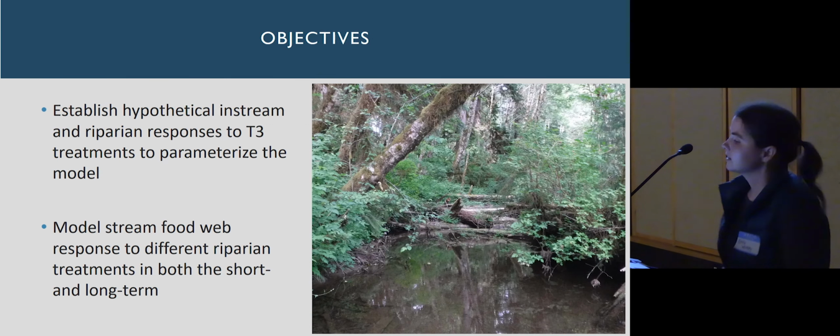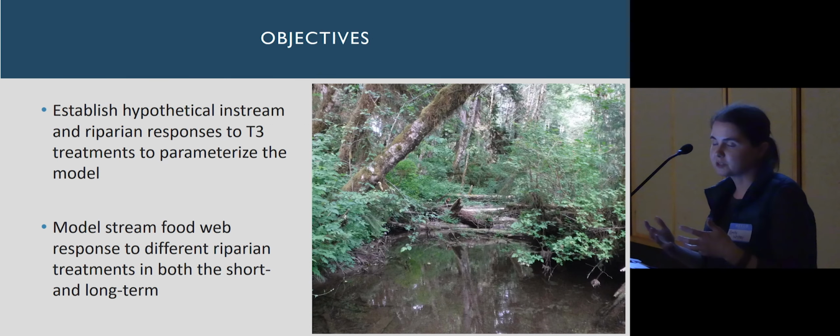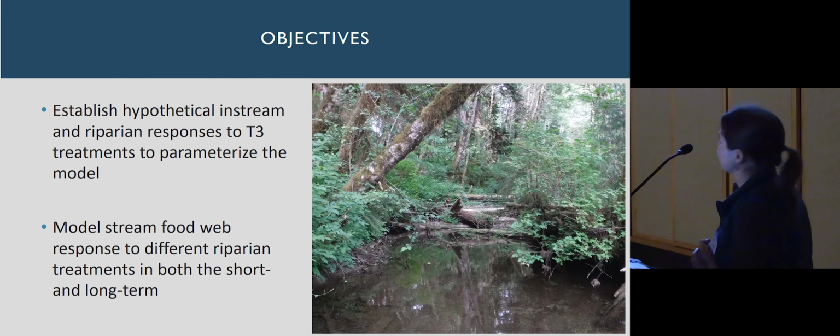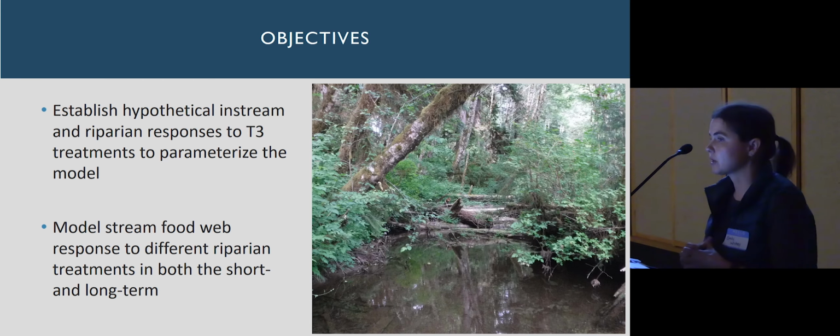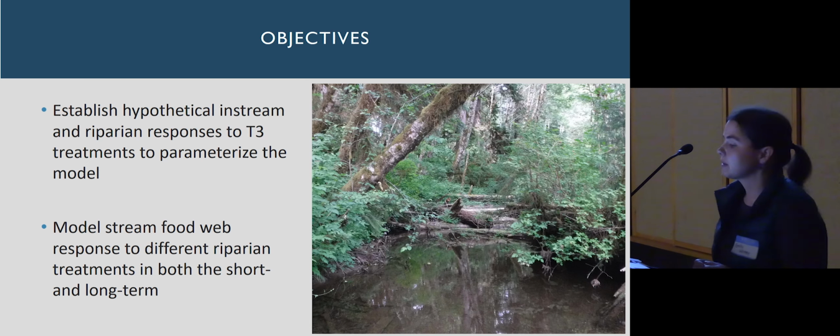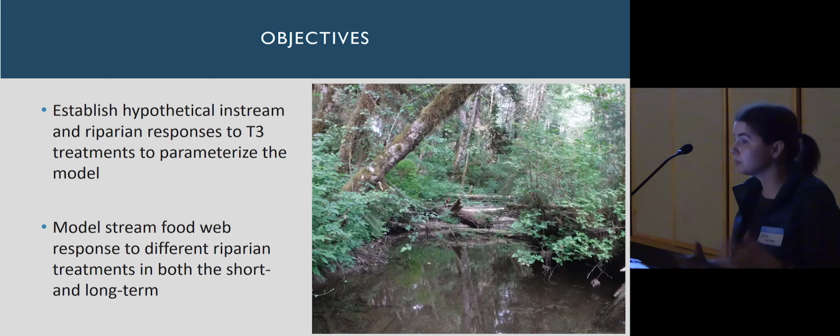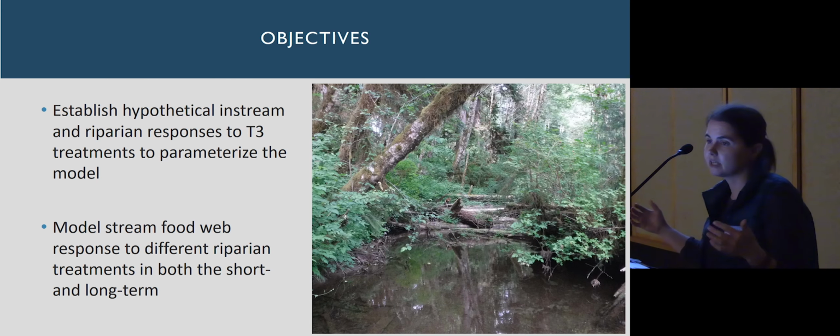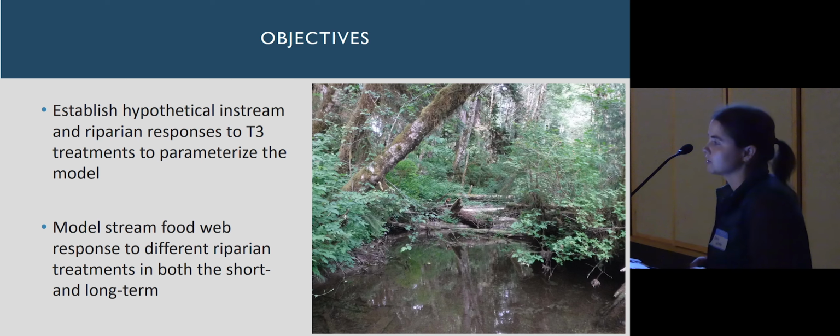In taking this modeling approach, we had 2 specific objectives. The first was to establish hypothetical in-stream and riparian responses to the T3 treatments, and we used those to parameterize our ATP model. And then we wanted to model stream food web response to different riparian treatments in both the short term, thinking of a couple years, and the long term, looking out to say 50 years after these different treatments are implemented.